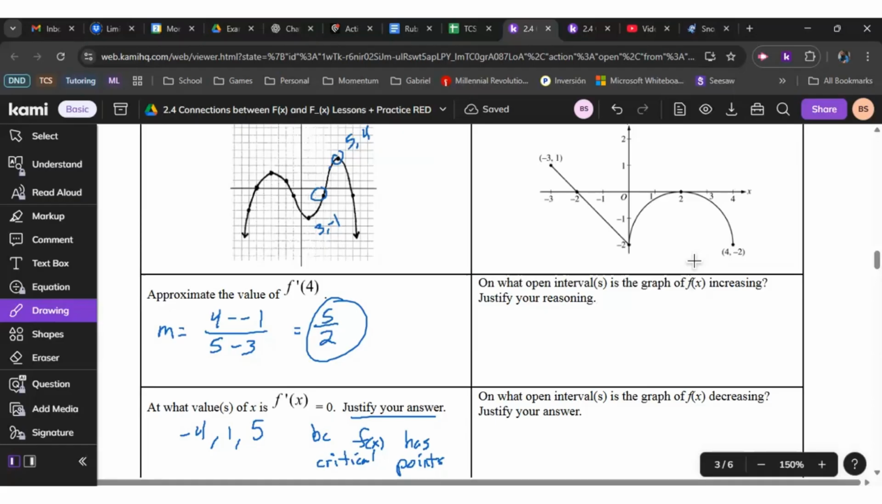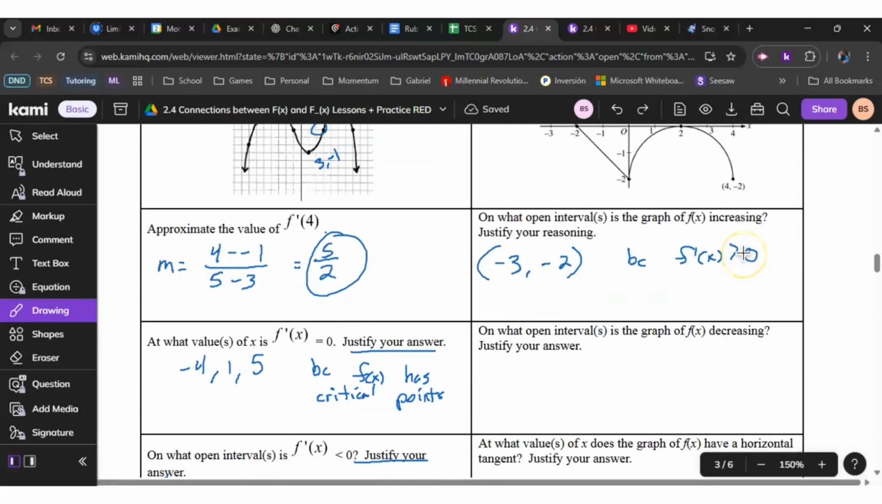On what open intervals is the graph of f of x increasing? Start with the justification. Because f prime of x is what? Positive. Happens where? From -3 to -2. There we go. Only happens right here. Only there. That's the only place it's positive.